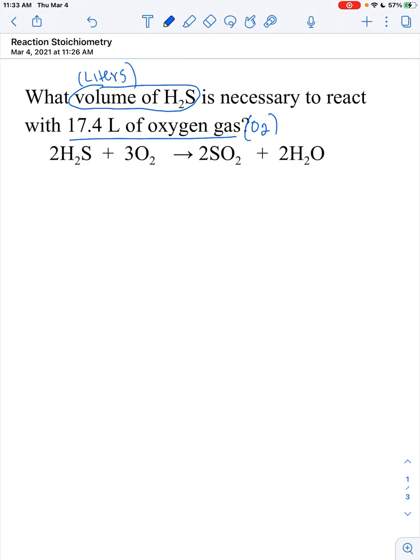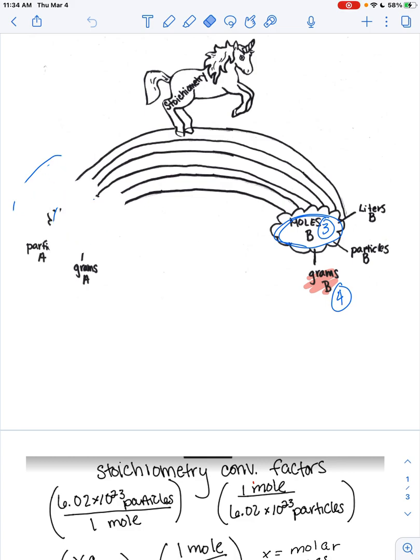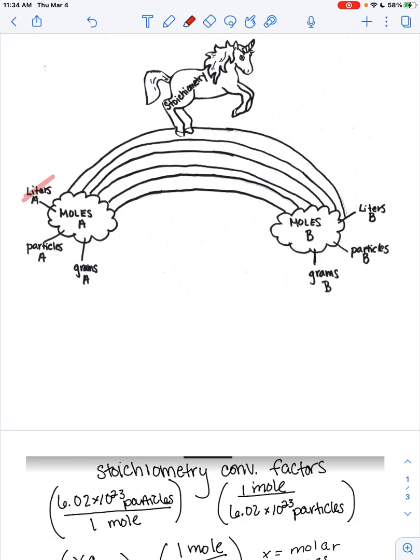Because O2 is in our given, that is our A. And H2S is what we're looking for, so that is B. We're going to start by putting our given over 1. And then we're going to use the unicorn diagram to figure out how many factors we need. So here we're going from liters of A to liters of B. So liters of A is right here. Liters of B is here.